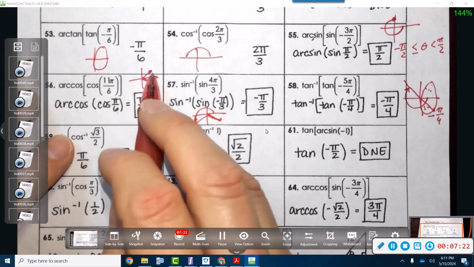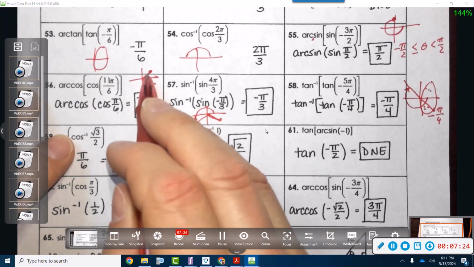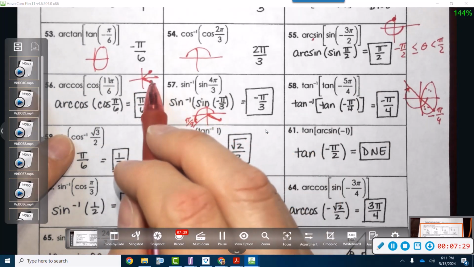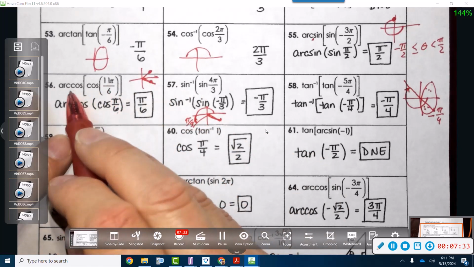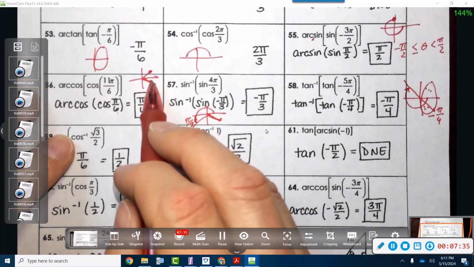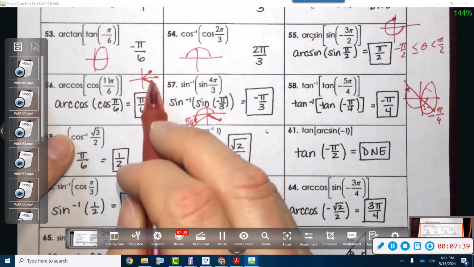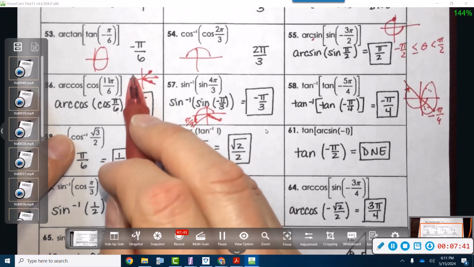This one, 11 pi over 6, is actually here, okay, going all the way over here. So cosine is going to be positive over there. So what's going to come out of an arc cosine is going to be the positive version of that reference angle. If it was negative, it would actually be over here. It would have been 5 pi over 6.